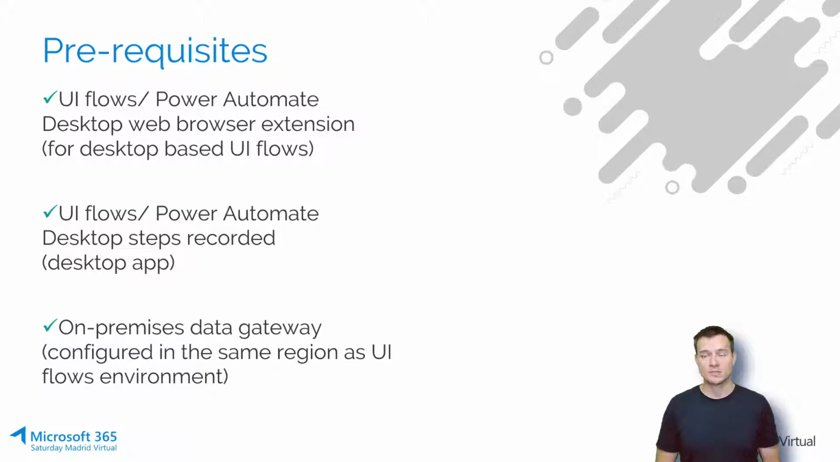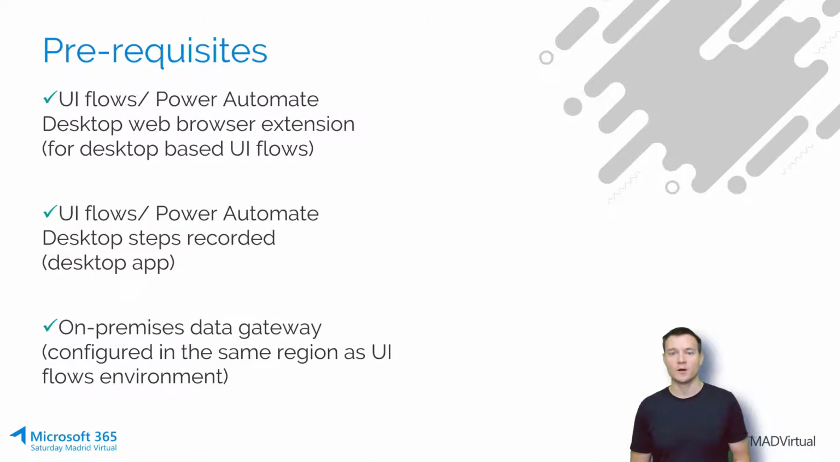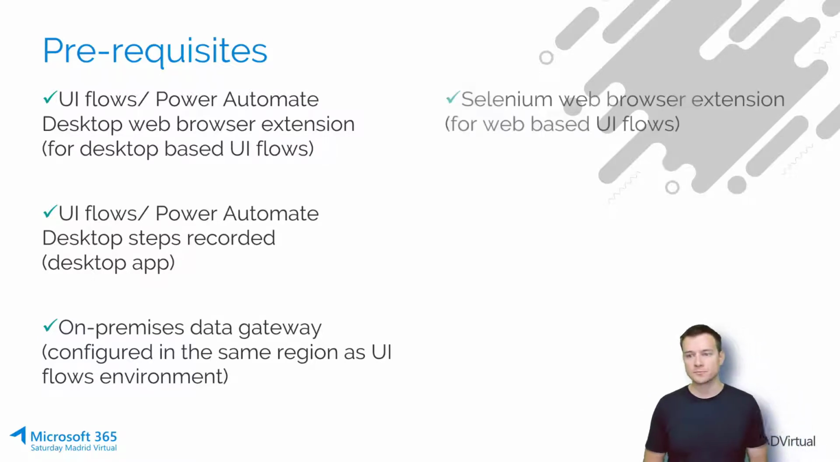What we also need is the on-premises data gateway, which is used by Power Automate in the cloud to send requests and then to receive responses. So the on-premises data gateway here serves a role of kind of a server that receives requests, then triggers RPA on the machine, then gets the response from the RPA and sends it back to Power Automate. So you have to have the on-premises data gateway.